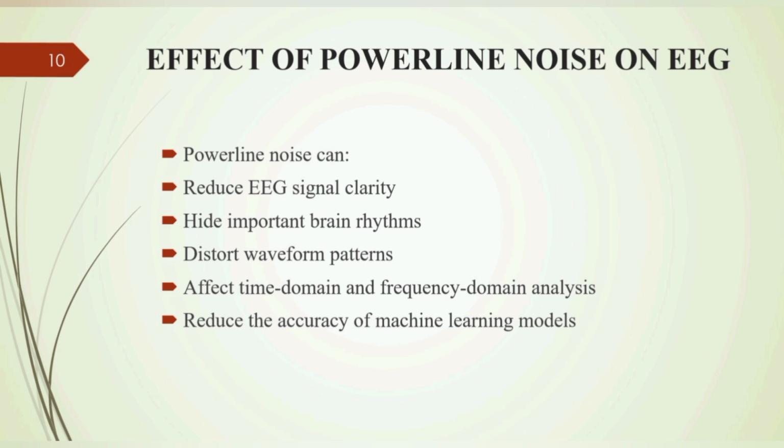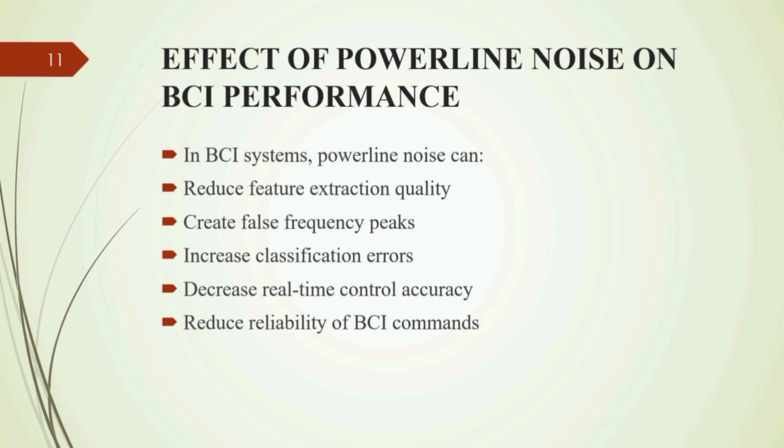Effect of powerline noise on EEG. Powerline noise reduces signal clarity and hides important brain rhythms. It distorts waveform patterns and affects time domain and frequency domain analysis. This reduces the accuracy of EEG interpretation. Now let us understand its effects on BCI performance. In BCI systems, powerline noise reduces the feature extraction quality. It creates false frequency peaks and increases classification errors. This decreases real-time control accuracy and reliability.